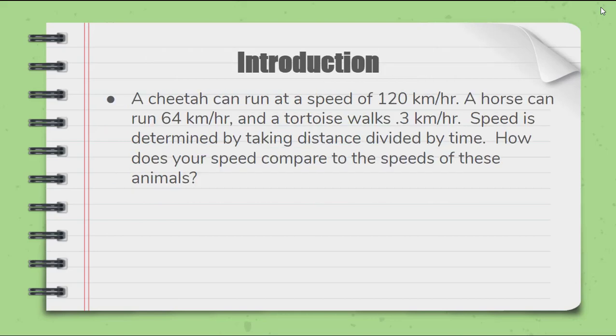A cheetah can run at a speed of 120 kilometers per hour. That's pretty fast. That cheetah's clocking in at about 75 miles per hour, if that helps. A horse can run 64 kilometers per hour, which is about 40 miles an hour. And a tortoise walks 0.3 kilometers per hour. I wish it said tortoise runs, but tortoises don't do that very often. The speed is determined by taking the distance divided by the time. How does your speed compare to the speeds of these animals?